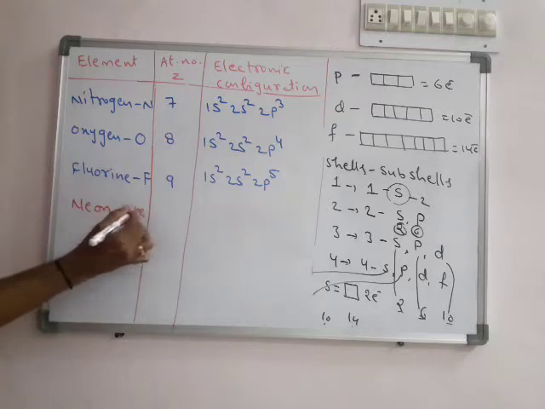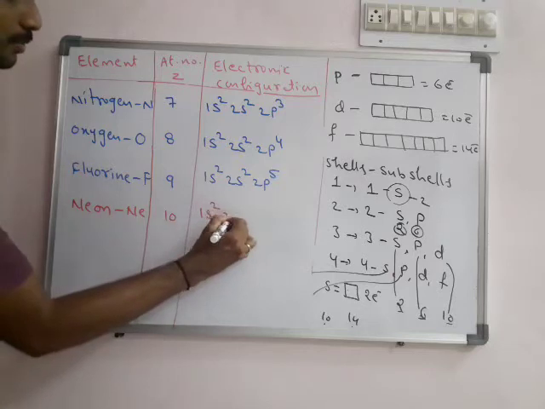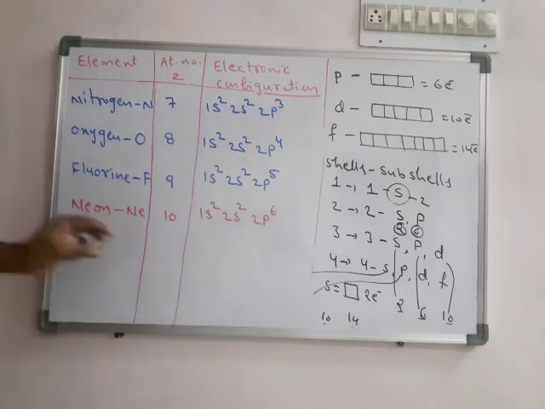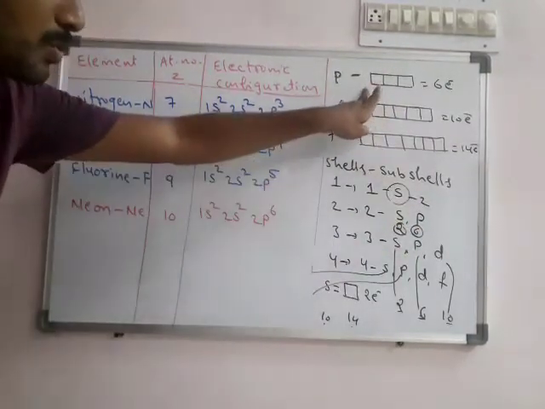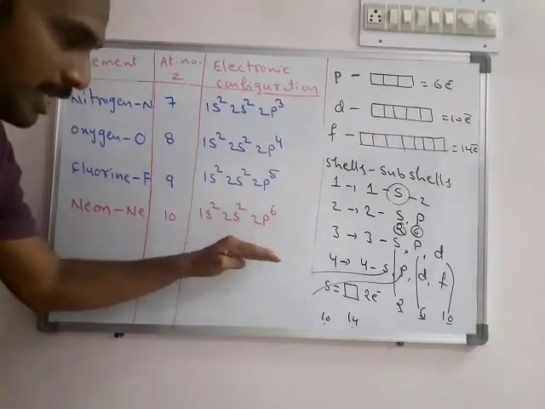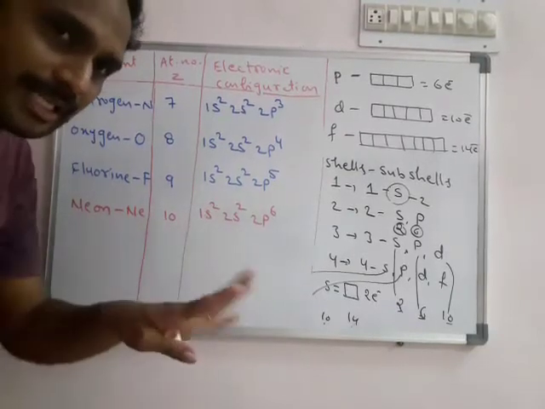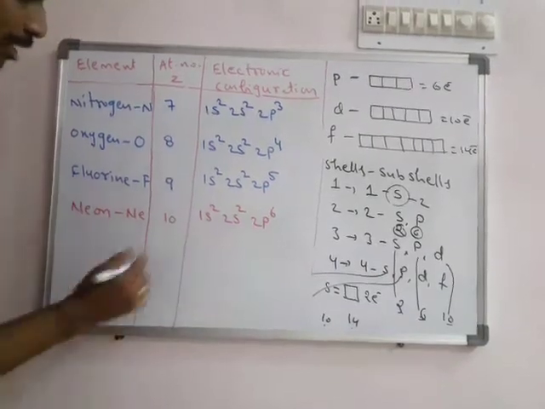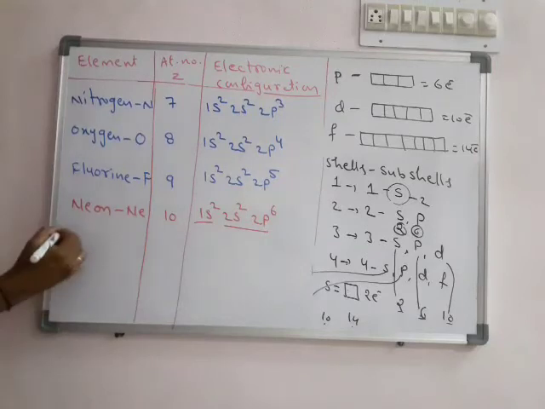Neon, Ne, is a noble gas, atomic number 10. So here it is 1s2, 2s2, 2p6. Okay, 2p with 6 is the maximum: p has 3 boxes, 6 electrons, so 6 is complete. And next, for example, the 11th electron: the second level is completed, 2 plus 2 plus 6 is 10, with the first level of 2 and the second level of 8 completed. Now, after neon comes sodium.